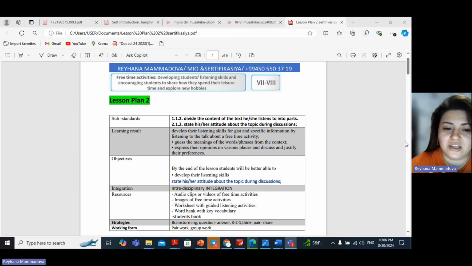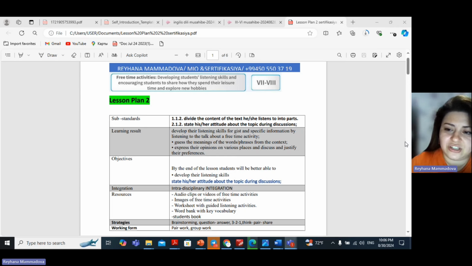Our learning outcomes are to develop their speaking skills for gist and specific information by listening to the talk about free time activities, get the meaning of the words and phrases from the context, express their opinions on various places, and discuss and justify their preferences. And my objectives are: by the end of the lesson, students will be better able to develop their listening skills and state his or her attitude about the topic during discussions.